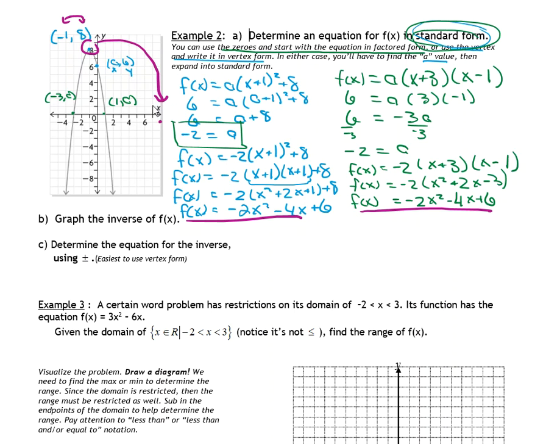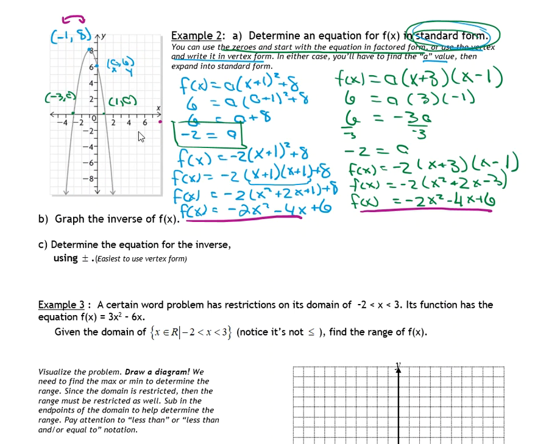Now, remember what I said previously: if your graph is opening down, or you have a negative a value, like we do, then your inverse is going to open to the left. So opening to the negatives here, my original graph is going more and more negative. So that means my inverse is going to open to the negative values as well. Let me erase that stuff.